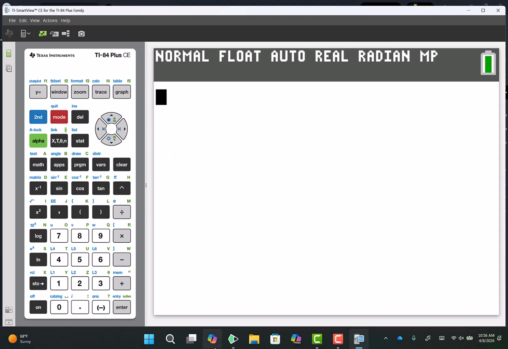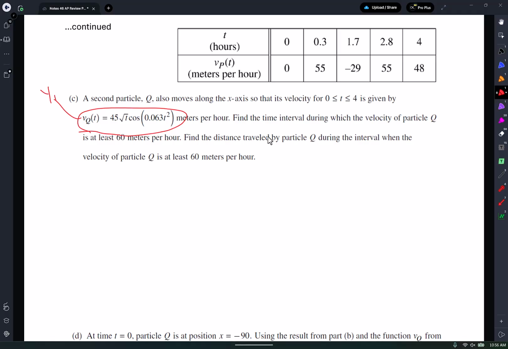All right, here we go. Let's see what it says. Find the time interval during which the velocity of the particle Q is at least 60 meters per hour. Highlight that or underline it, because I don't think you have a highlighter that big. Find the distance traveled by particle Q during the interval when the velocity of particle Q is at least 60 meters per hour. Okay, this is a two-part question. They want us to do two things. First, they want us to find where the velocity is at least 60. So here's how you do it. Do you have a calculator? This is called the setup. You just got to set it up.